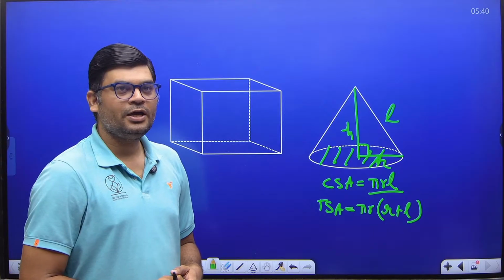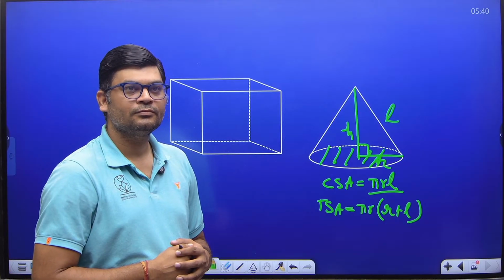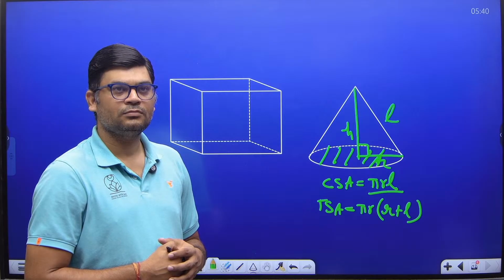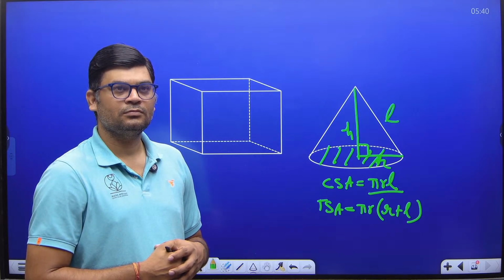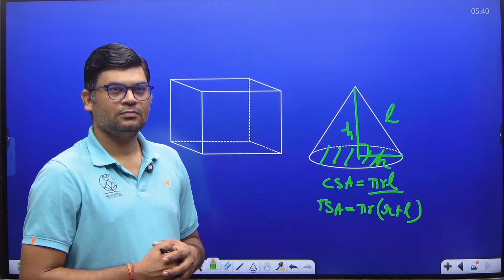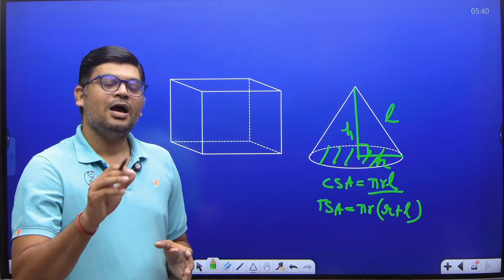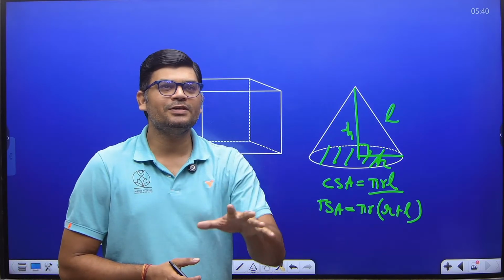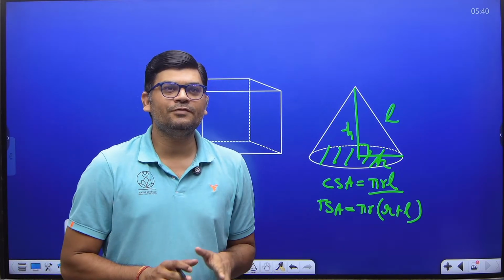For mine, it doesn't say TSA or CSA in my formula sheet. It just says SA equals pi r squared plus pi r times slant height. I'll just send you this sheet. Understood what you are saying. See here, when they say surface area, they mean total surface area only.